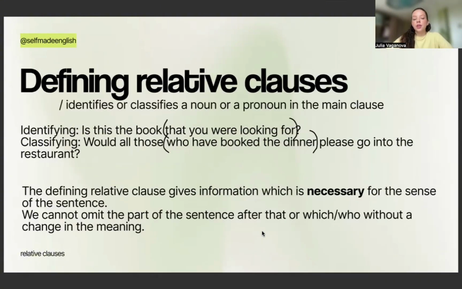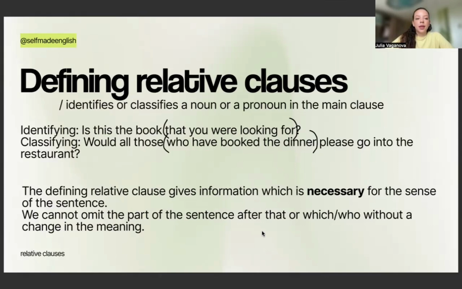So we focused on relative clauses in general. Let us now focus on defining relative clauses. These are clauses that classify a noun or a pronoun in the main clause, right? It gives qualifications probably to a pronoun or a noun.